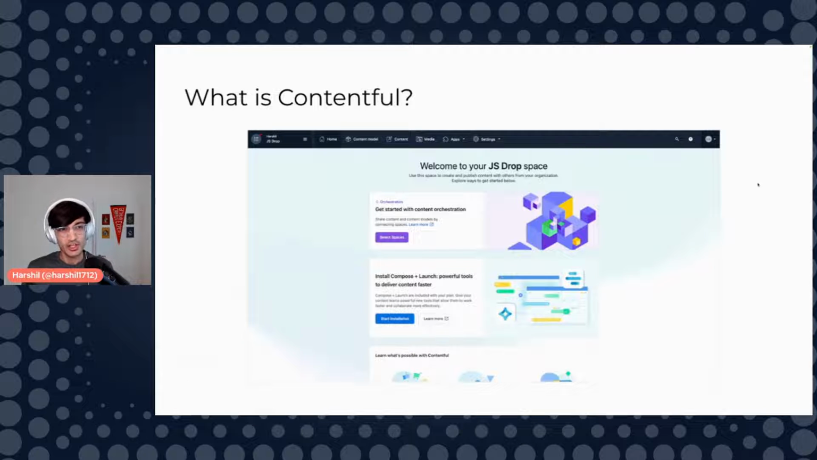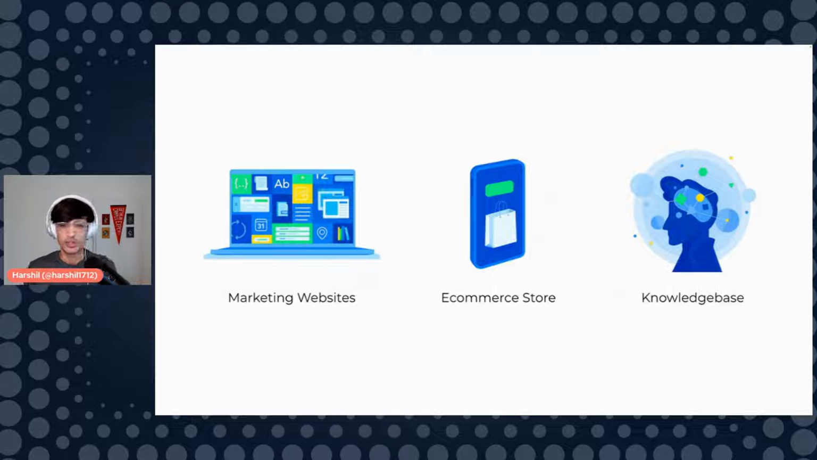Now, you might already know what Contentful is, but for the folks who are new to Contentful, let me quickly go through it. Contentful is a modern content management platform with an API-first approach, which means that you can have your team create, edit, and publish content on Contentful, and you decide where and how you want to display this content, on which platforms you want to display this content. It can be either websites, mobile applications, or even VR applications. So you can use Contentful to manage content for your marketing websites, your e-commerce stores, your knowledge base, basically anything.